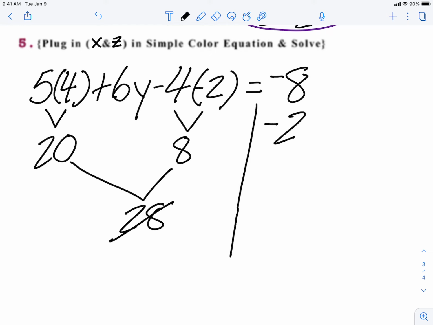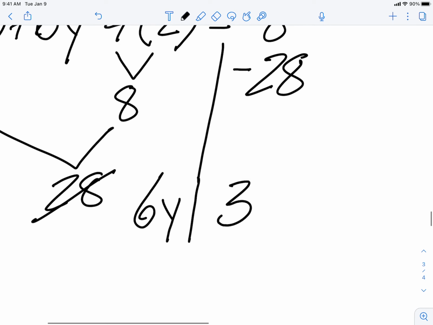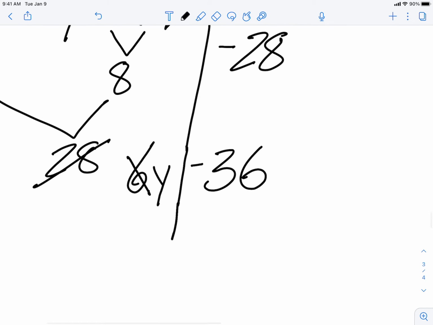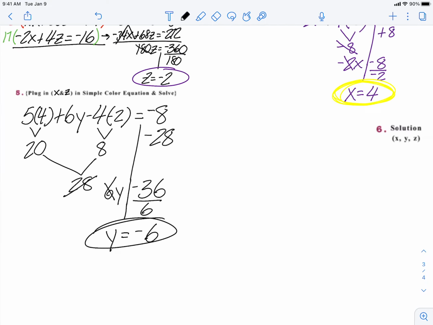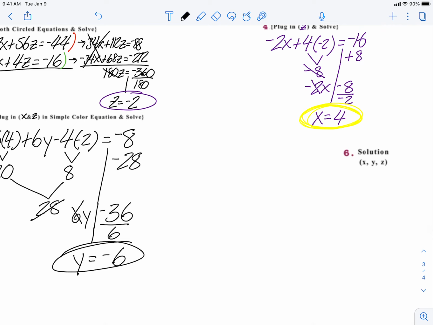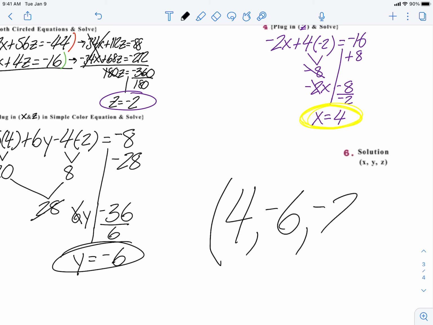Now I still have my 6y here. -8, -28 are the same sign, so I'm going to add them, and I get 36 negative because 28 is bigger. And the opposite of multiplying by 6 is dividing by 6, so I get y is equal to negative divided by positive is negative. 36 divided by 6 is 6. And there's my y. So my final solution is going to be x 4, y -6, z -2.